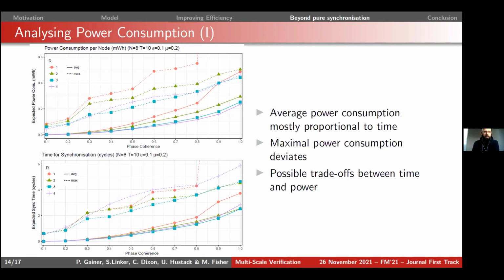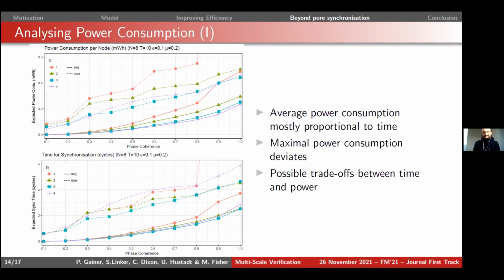I will not get into the details, but what you can see here is that the phase coherence increases, which means on the right-hand side we have a fully synchronized system, and on the left-hand side it's barely synchronized. The expected power consumption increases differently depending on the refractory periods that you have. And in this, you see both the average and the maximal values, while on the lower picture, you see the time it takes for synchronizing the network.